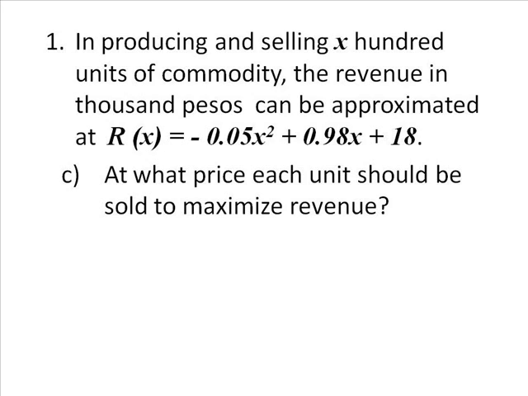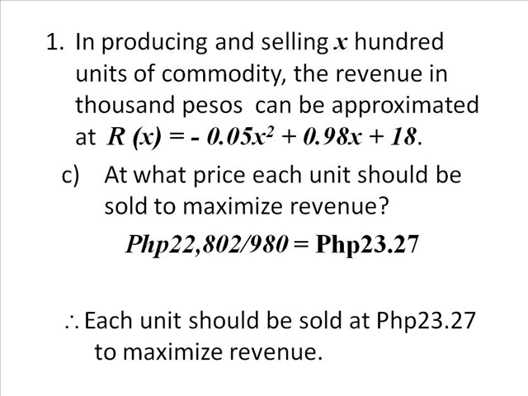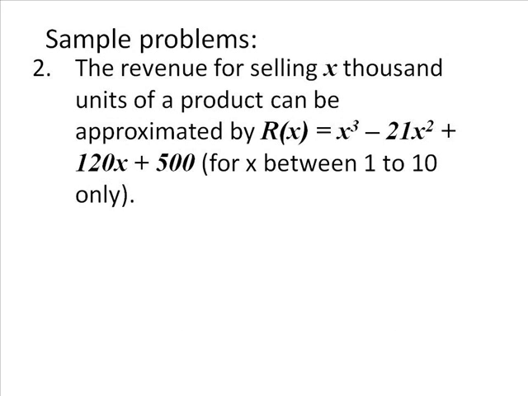22,802 pesos. For the third question, at what price each unit should be sold to maximize revenue, we simply divide the maximum revenue by the number of units that need to be sold. And from that, we are able to solve the unit price as 23 pesos and 27 centavos, the price of each unit that would maximize revenue.